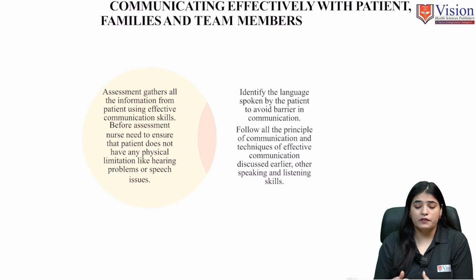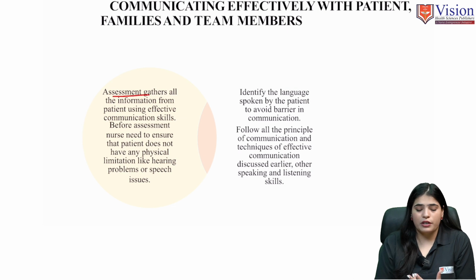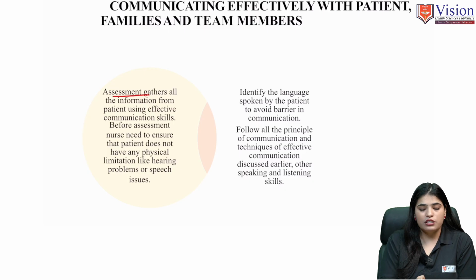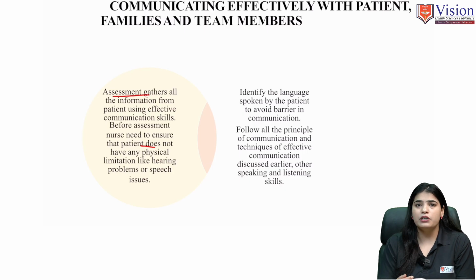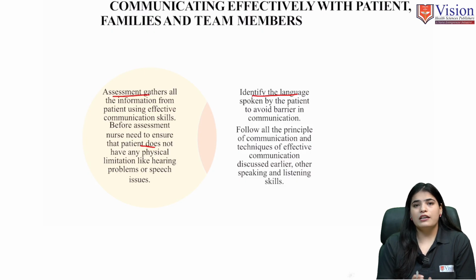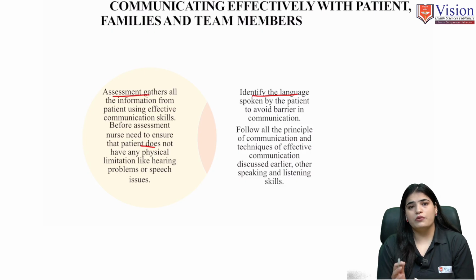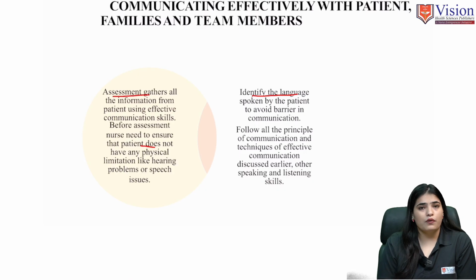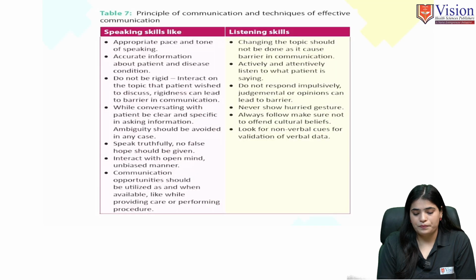So students, next is communicating effectively with the patient, families and team members. So how can we communicate with different groups? First of all, we have to have an assessment. We have to gather all the information that we require for the communication. The nurse needs to ensure that the patient does not have any physical limitations like hearing problems or speech issues, and we have to work according to that if he has any. We have to identify the language spoken by the patient, so that we can understand the level of understanding and in which language we have to tell the patient the information.